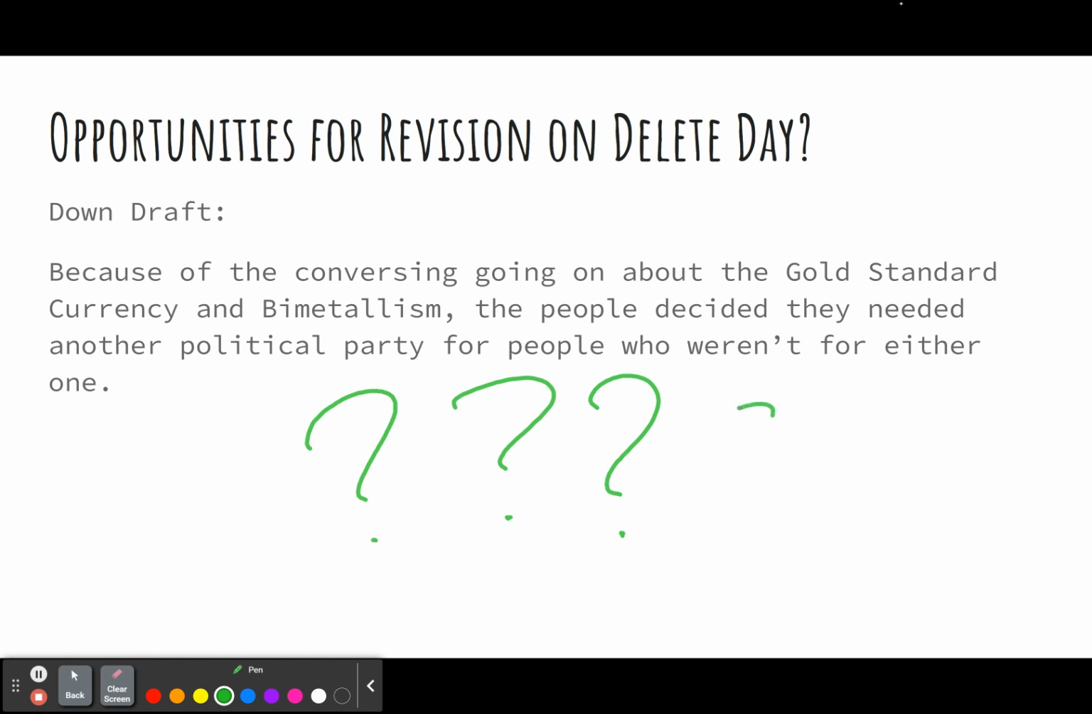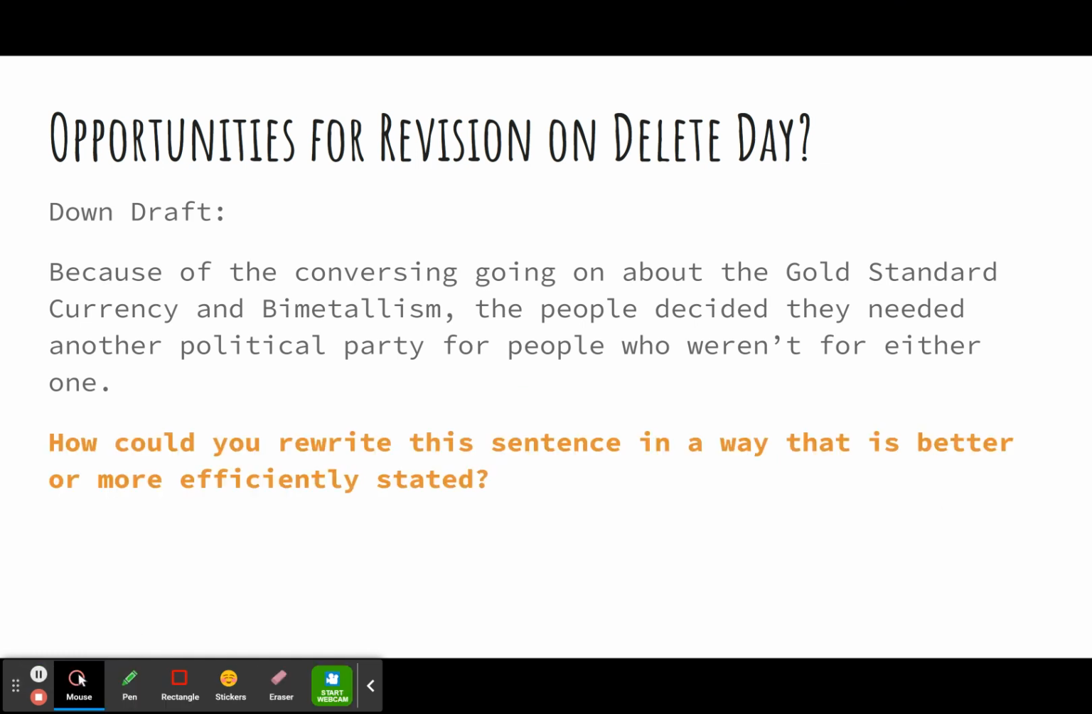If you're like me the first time reading that, you're probably thinking, like, say what? Right? Like, that doesn't make a whole lot of sense the first time through. So we know there's got to be a way to rewrite that sentence that's better or more efficiently stated, but you've got to figure out what's even going on in that sentence first.